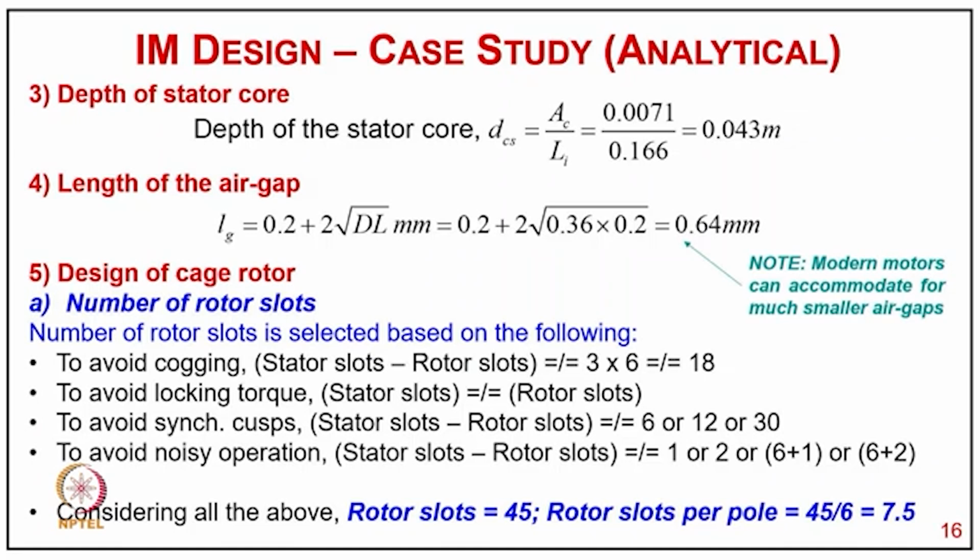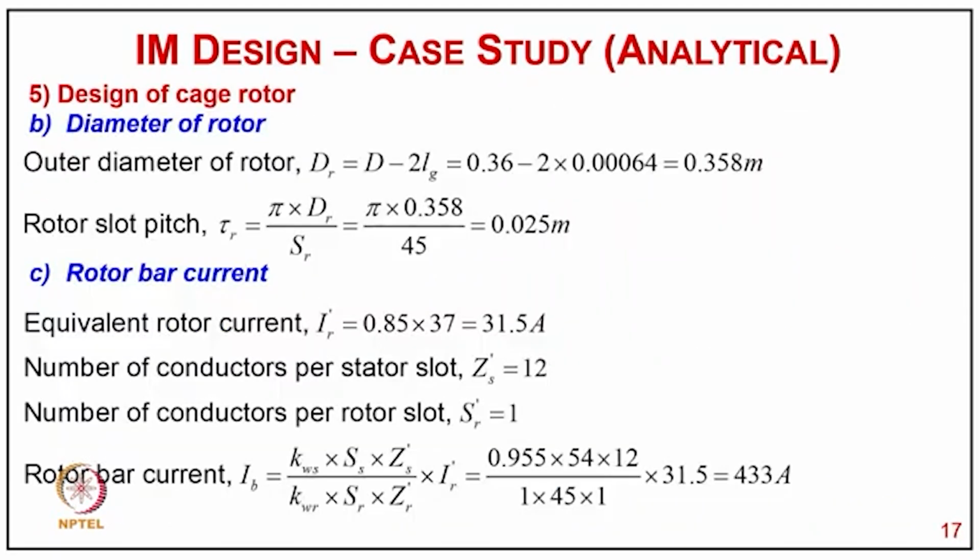To avoid locking torque, stator slots will not be equal to rotor slots. To avoid synchronous cusps, the difference between stator and rotor slots will not be plus minus 6, 12 or 30. To avoid noisy operation, the difference of stator and rotor slots will not be plus minus 1 or 2, or number of poles plus minus 1. Considering all the above factors, the right selection for rotor slots comes to about 45, and rotor slots per pole is 45 by 6, because poles are 6. The number of poles on the stator dictates the same number of poles in the rotor also. So it comes to around 7.5.